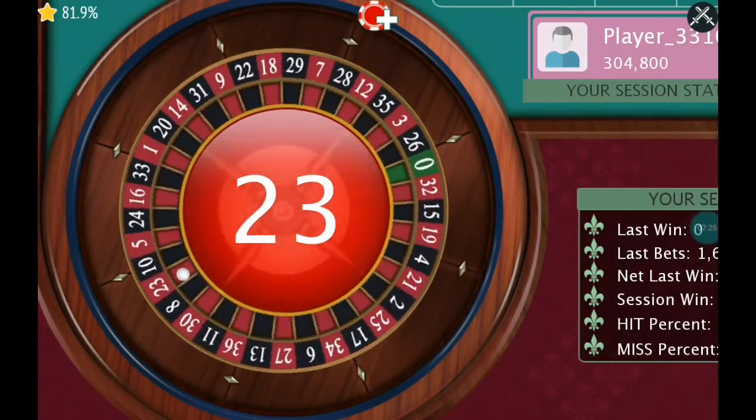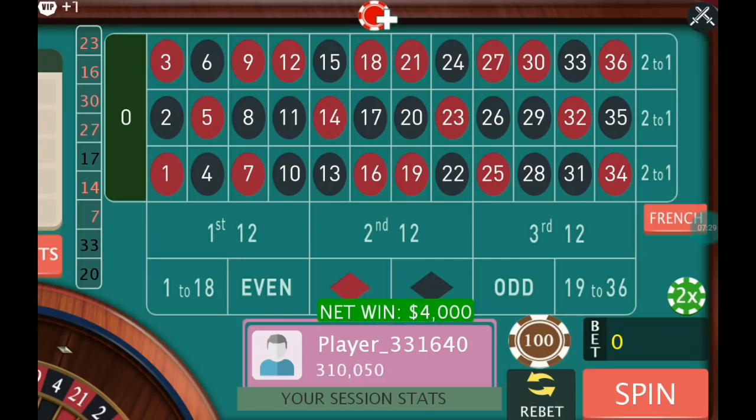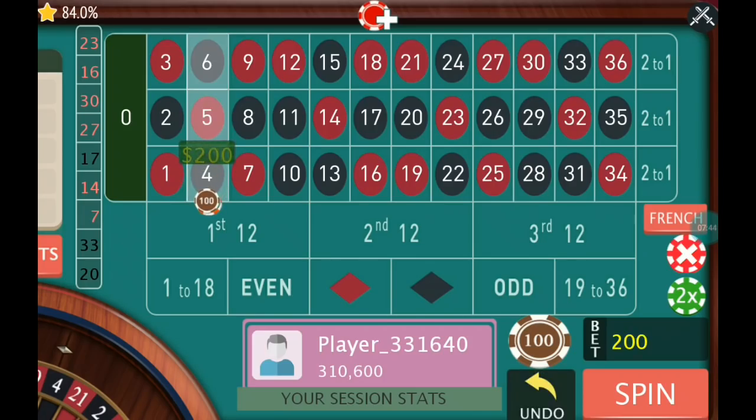It's 23 red and I won. So I was at 500 unit at all the places. By reducing 300, I will be at 200 unit at all those places. So I have 200 here, 200 here, 200 here, 200 here, where I have reduced 300. So exactly 3 units from all the places.